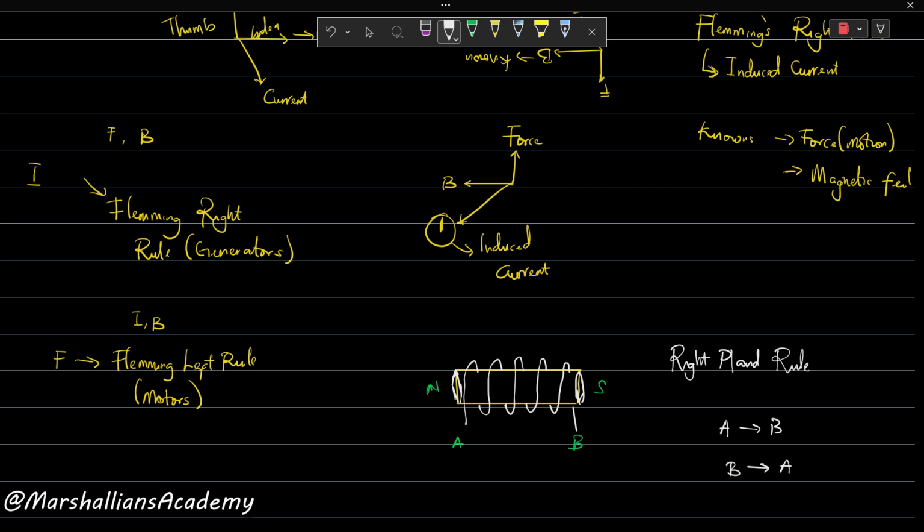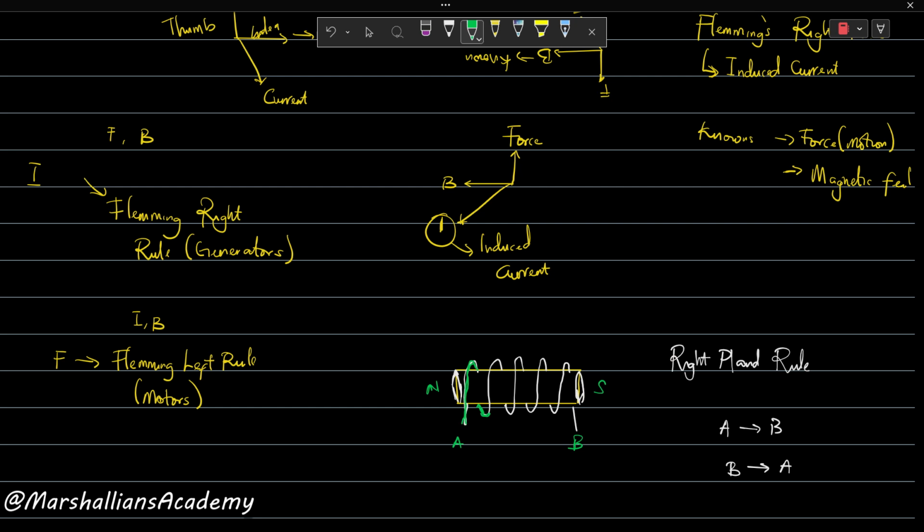Therefore, current will flow from the front. See, this one is from back to front too. So current will flow from the front of the coil. Let me put it in green. From the front of the coil to the back of the coil. Did you understand it? Not from the back to the front, but now from the front. Why will current first flow from the front, then to the back?